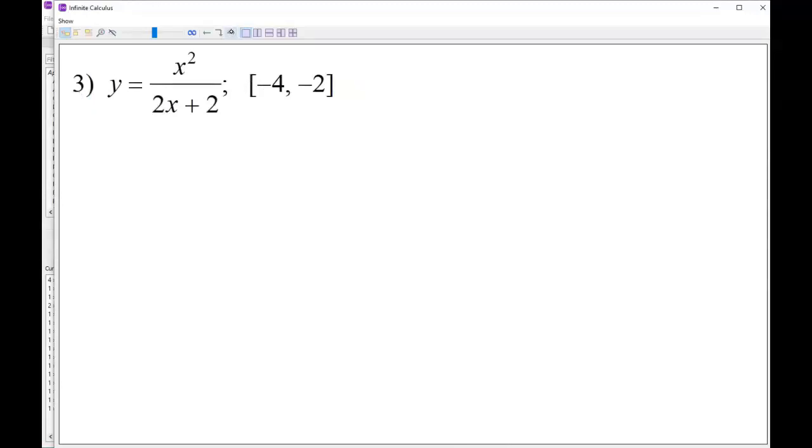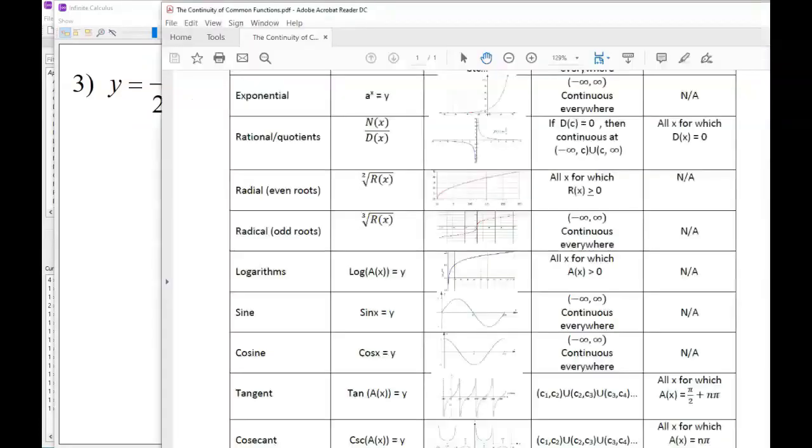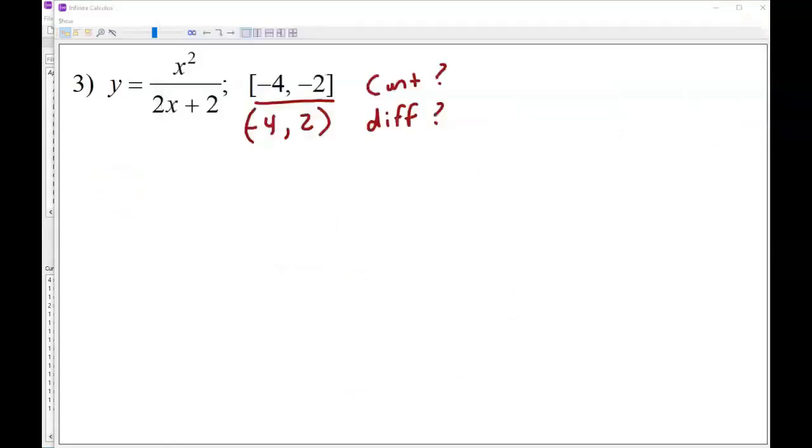Number 3, let's go ahead and begin. Once again, we need to see, is it continuous on this interval, and is it differentiable on this interval? And once again, we're going to start off with looking at our sheet for continuity of common functions to decide whether this is a continuous function or not. Now that's a rational function. So when I come over here to this thing, since it's a rational function, the denominator cannot equal 0. That would be where a discontinuity would occur.